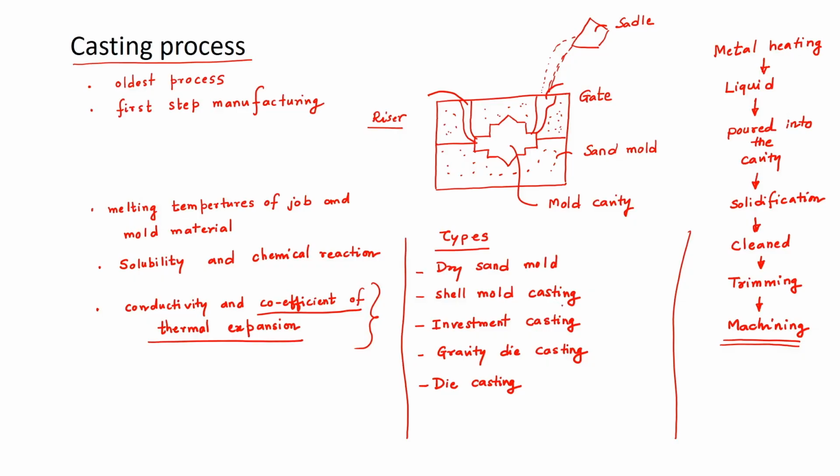The dry sand mold casting is a very typical casting process, and it is used to manufacture medium to large size casted products. Shell mold casting is used to manufacture medium size components. The investment casting process is used to manufacture small size parts at a mass scale. The gravity die casting and the die castings are used again to manufacture metal components of medium size.